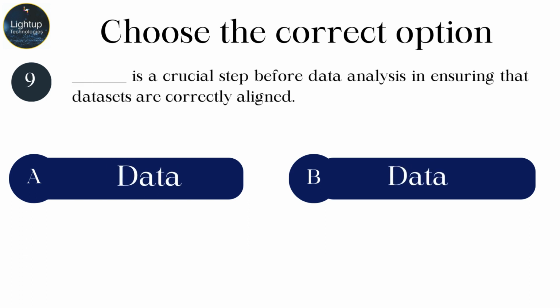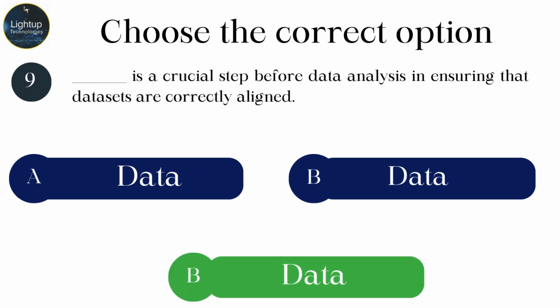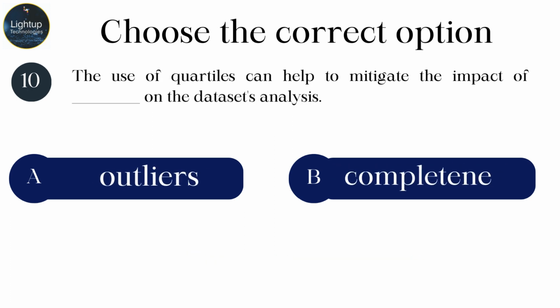Dash is a crucial step before data analysis in ensuring that datasets are correctly aligned. The use of quartiles can help to mitigate the impact of dash on the dataset's analysis.